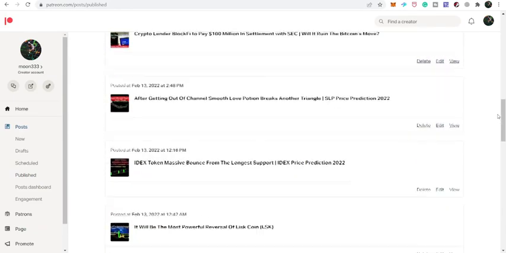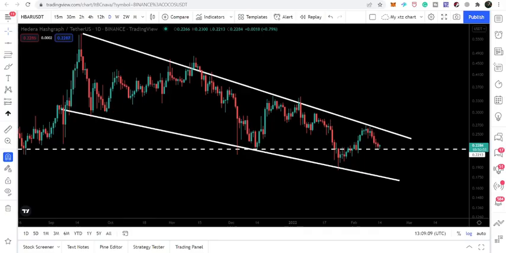So let's start the analysis. First of all, let me show you this daily time frame chart, and then I'll take you to the 4-hourly time frame chart. There we are expecting a breakout.